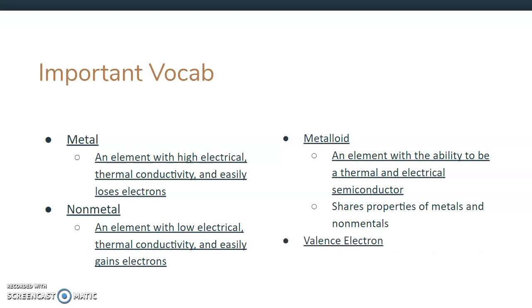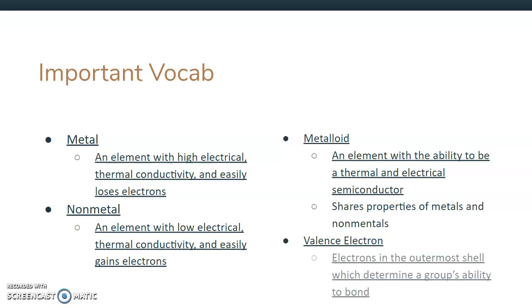The last thing we're going to learn about are valence electrons. So we won't touch on this right now, but later on in lectures we'll learn about different valence electrons, the electron shells. But a valence electron is electrons in the outermost shell which determine a group's ability to bond. So very important notes here. Valence electrons are just the electrons in the outer shell.